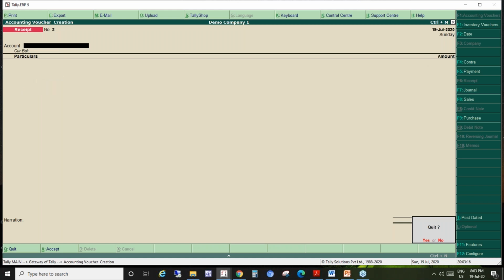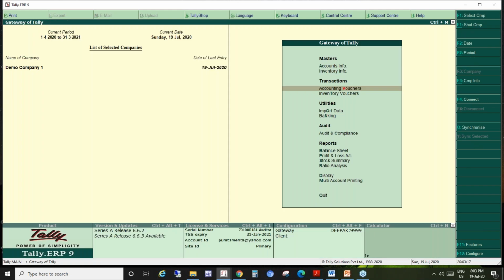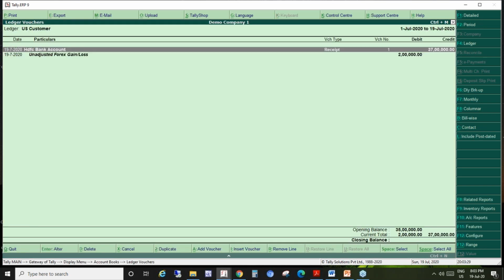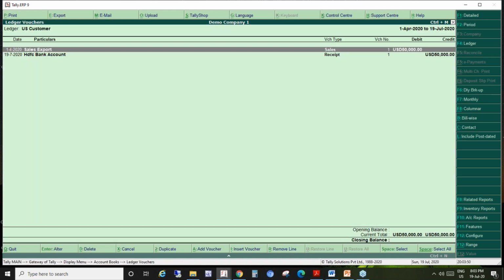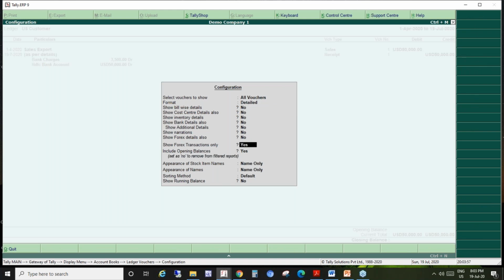This is account books, ledger, US dollar. It is showing you unadjusted gain and loss. Now, the benefit of using F12 in this field is that once you give show forex transaction only, whether you have adjusted or unadjusted, you don't get this amount. Any transaction which is in INR, you don't get in the list. You can just send this statement to the customer.